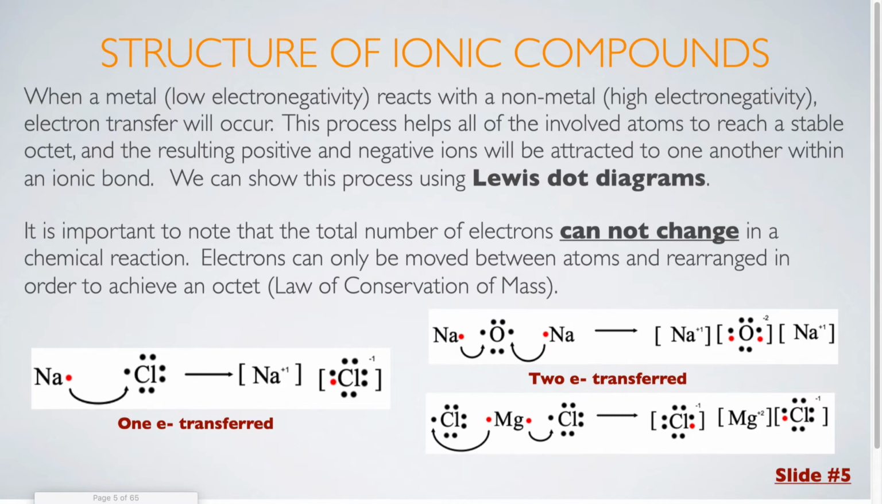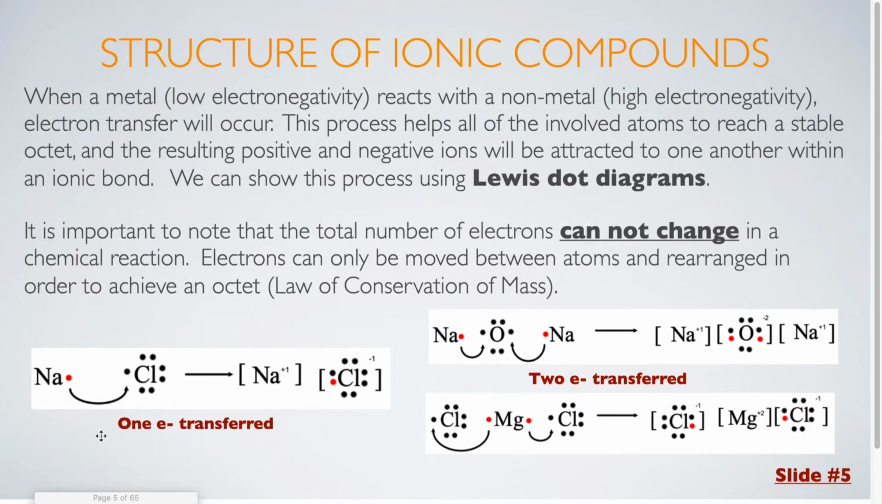It is important to note that the total number of electrons cannot change in a chemical reaction. That means that you can't add any extra dots within this process. You can only move around the dots that you already have. Electrons are going to be moved between the atoms and rearranged in order to form a stable octet.